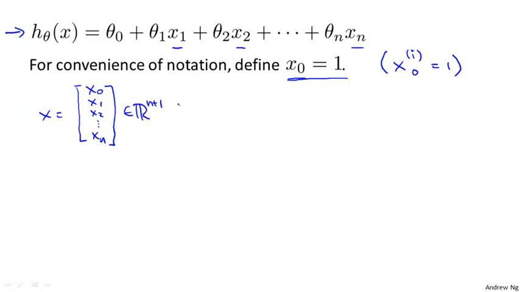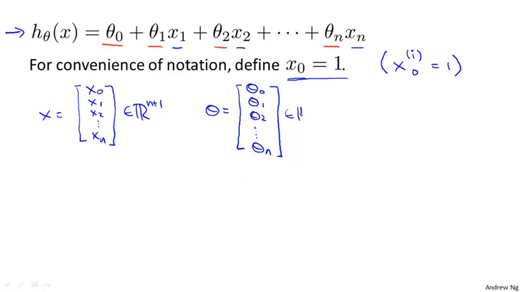And I'm also going to think of my parameters as a vector. So my parameters here, that would be theta 0, theta 1, theta 2, and so on up to theta n. I'm going to gather them up into a parameter vector written theta 0, theta 1, theta 2, and so on, down to theta n. This is another 0 indexed vector, so indexing starting from 0, that is another n plus 1 dimensional vector.